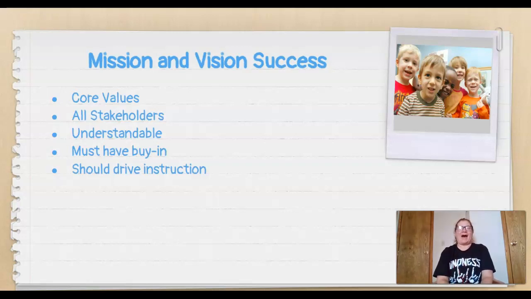How is what you're teaching and how you're teaching meeting those mission and visions that we as a staff, student body, and parent teams have put into place?